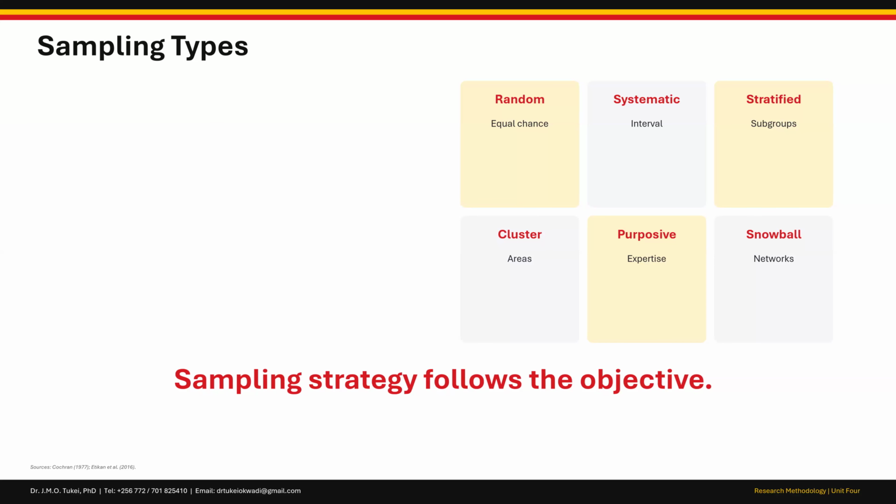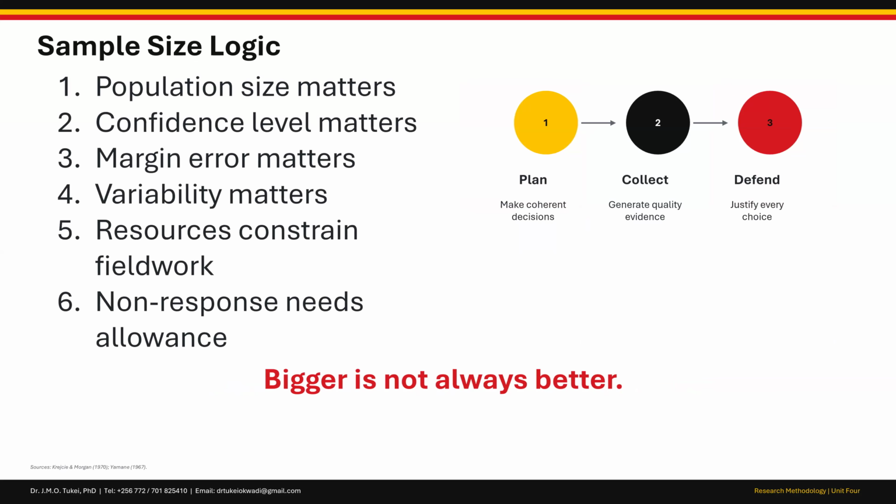Purposive, somebody with information. Cluster, a cluster. You know, that area. This is what we're talking about. Then the random, equal chance of being selected. At interval, systematic. If it's an interval of 5, 1, 2, 3, 4, 5, then get the 5th. Then you go again, 6, 7, 8, 9, 10, get the 10th, like that. That's what we're talking about. Colleagues, a sampling strategy follows the objective.